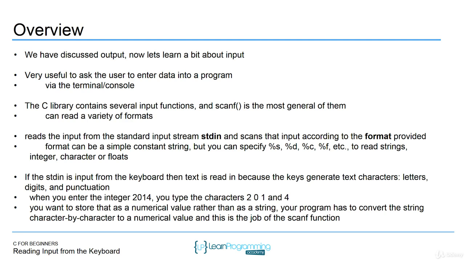If the standard input is the keyboard, which is the default, what's going to happen is as you type in text via the keyboard, it's going to take that text, put it into the C program, and it's going to convert that text. And text is things like letters, digits, and punctuation. So even though you're typing in a number, it's still text because it's coming from the keyboard. So if you enter the integer 2014, which is a number, what's essentially happening is you're typing the characters 2, 0, 1, and 4. And what will happen is it will send that input to the C program.